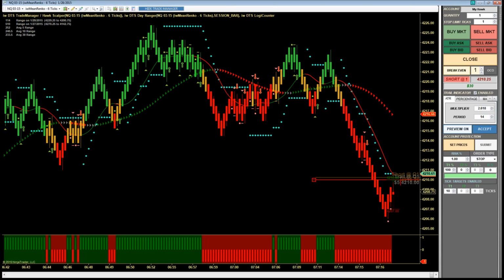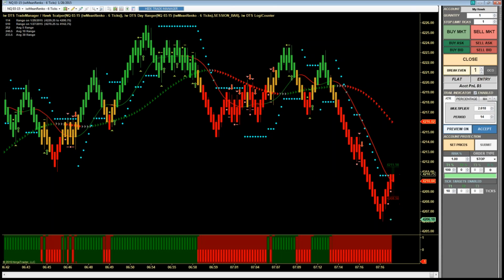And you also have this handy-dandy little break-even button where you can force the trade to break even. Currently it's break-even +1. So you can take the trade to break even if you want. And should this market continue lower from here, which I suspect it might, we'll continue to see the trade manager roll our stops.